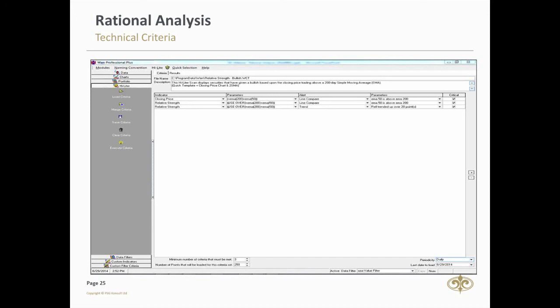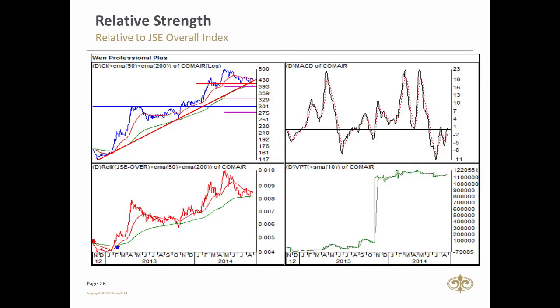I ran this scan last week, on Friday. Out of all those stocks, Comair looked to be one of the better opportunities. It looks like it might be creating a bit of a head and shoulders formation. So that support trend line is very, very important.